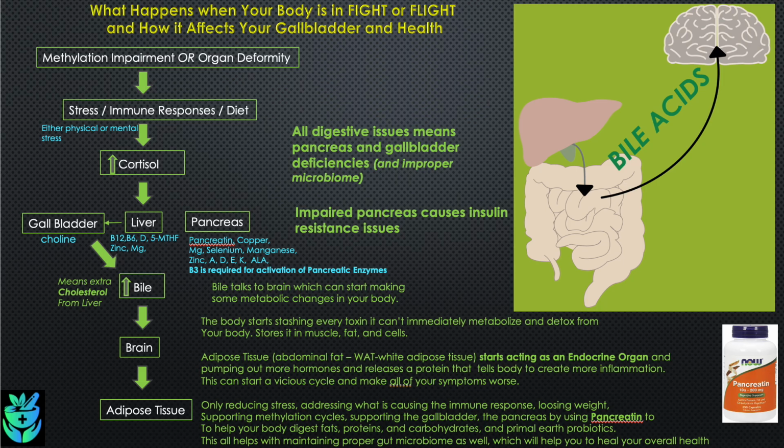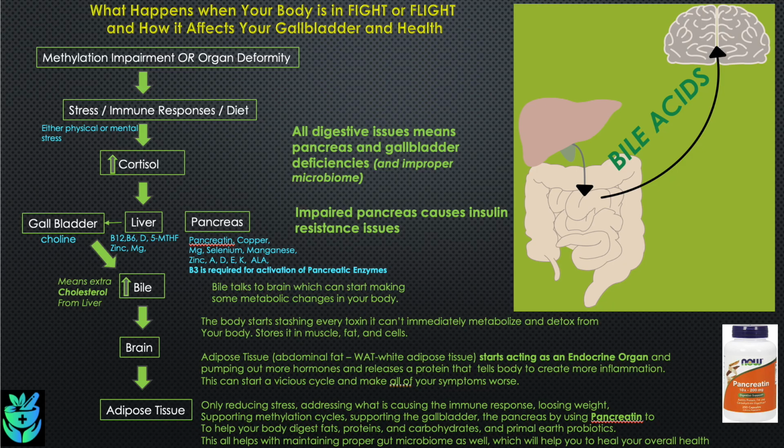or detox it or break it down, you start getting abdominal fat, which is that adipose tissue, the bad white adipose belly fat. And it starts to act like an endocrine organ, and it starts pumping out more hormones and releases a protein that tells your body to start creating even more inflammation. This will start a whole cascade of a vicious cycle and make all of your symptoms worse.